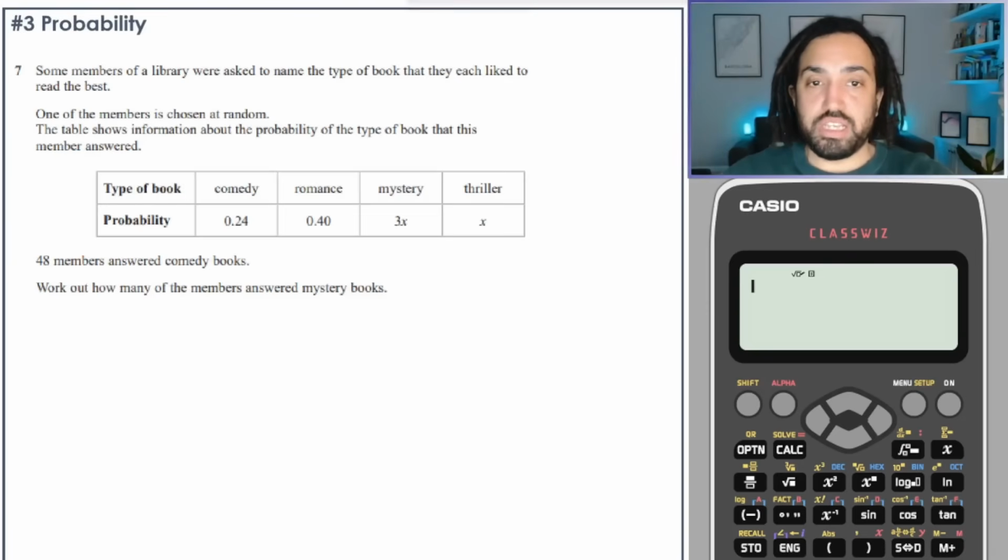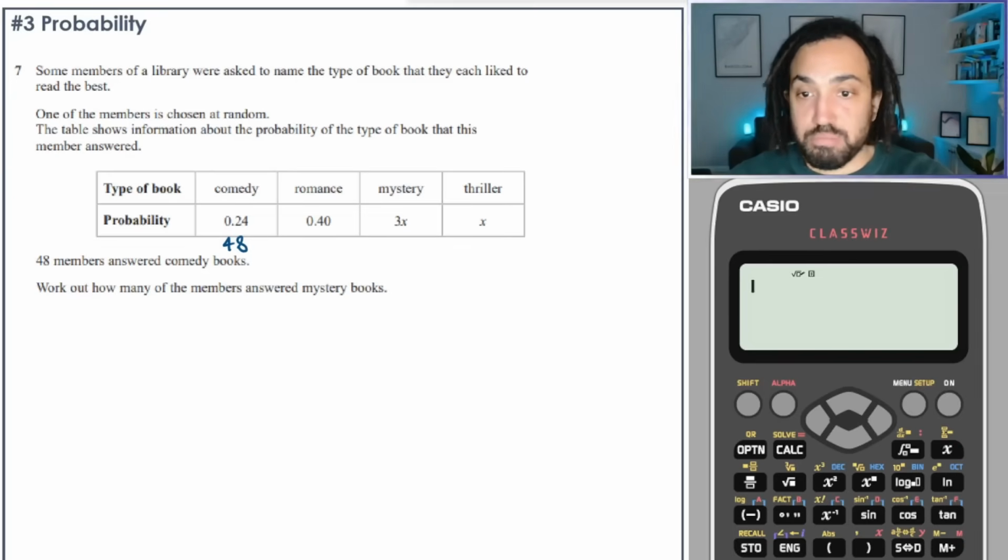Question number 3. Some members of a library were asked to name the type of book that they liked to read the best. We've got a probability table. 48 members answered comedy books. Okay, so this is 48. Work out the number of members who answered mystery books.